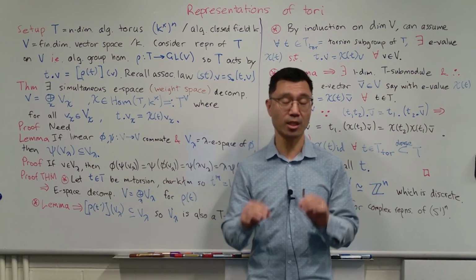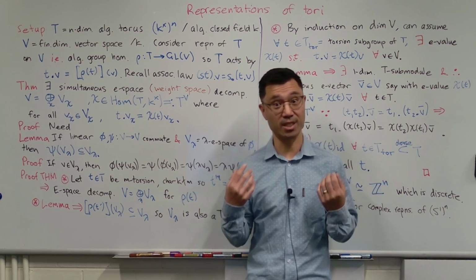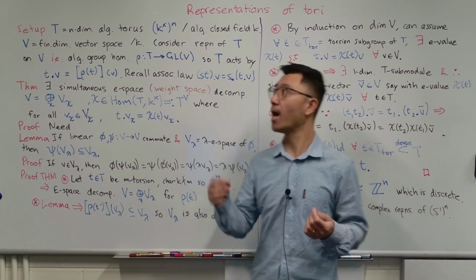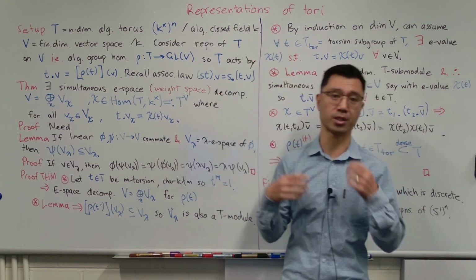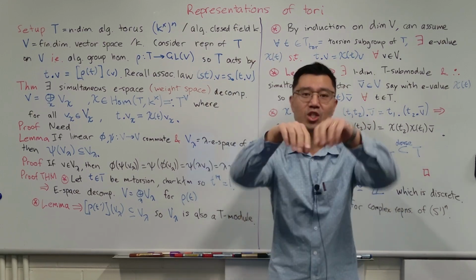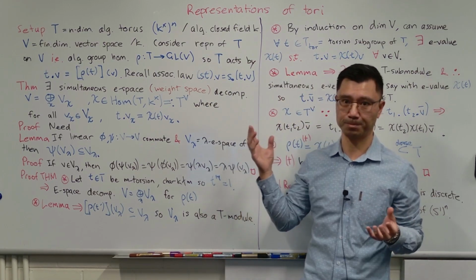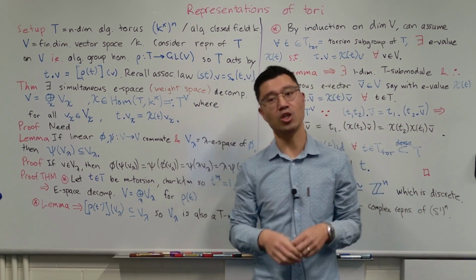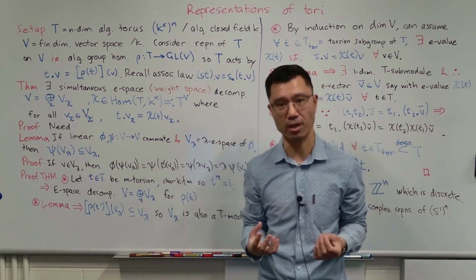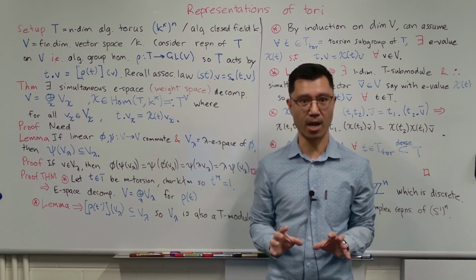The key to using torus symmetry is the representation theory of tori. And in this video, I wanted to tell you about the main theorem which classifies all finite dimensional representations of the torus. It's a beautiful theory which generalizes diagonalisation theory that you find in linear algebra.